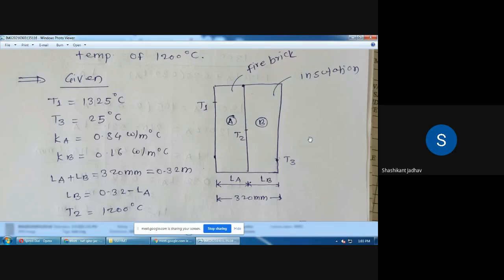So this is the composite wall. We call it a composite wall when two or more layers are bonded together. So in this case two layers are bonded. So this is nothing but a composite wall. So we know what is the equation for the composite wall? Can anyone unmute yourself and tell me the equation for the composite wall? For this case, there are two layers. So what is the equation for the composite wall? Q is equal to what? Anyone tell me?